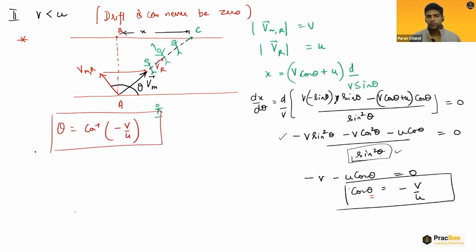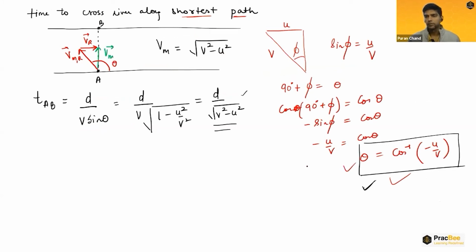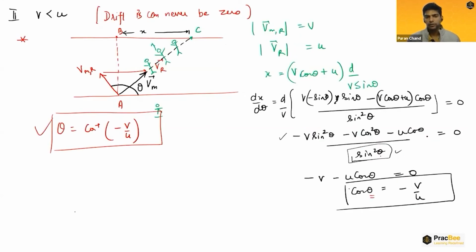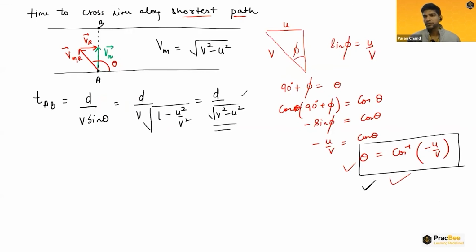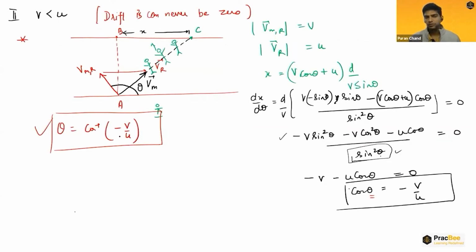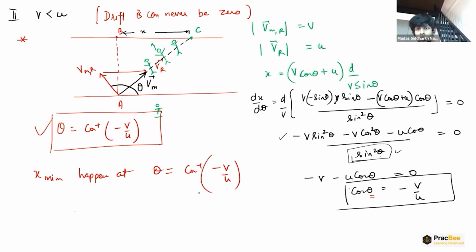Clear? Now you can see quite a similarity in this formula and the formula that we have done for this, right? Here we have U by V, here we have V by U. So you can say the numerator is smaller and the denominator is larger. Same is the case here, right? U by V, where U is small, V is large, right? Just remember this formula. So if you substitute cos theta as this, we can get the minimum drift, right? X minimum happens at theta equals cos inverse minus V by U. Clear? Now you have to substitute this value in this and you can find the answer, right?